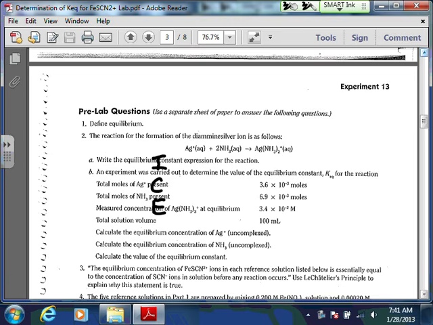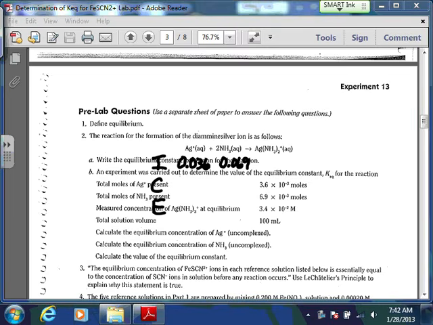My initial concentration of my Ag+ here. I know the total moles of Ag+ that are present, 3.6 times 10 to the negative third. Okay, and I know the volume of the solution is 100 milliliters. So if I want to know the concentration, I just take 3.6 times 10 to the negative third divided by 0.1. And so my concentration here is 0.036. Okay, and then my concentration in the NH3, again, 6.9 times 10 to the negative third divided by 0.1. Moles divided by liters. That's going to be 0.069. Okay, and then we can assume that we don't have any of this to start with, or concentration, I guess I should write, is 0.